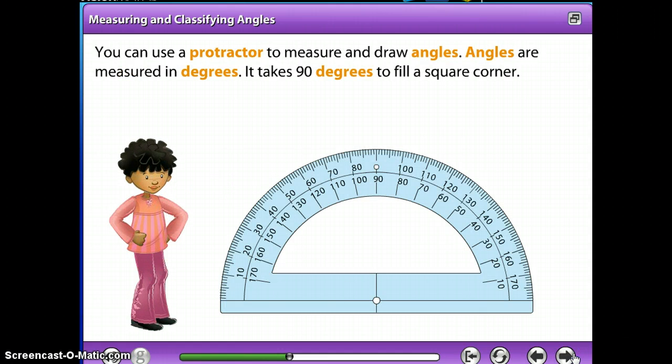You can use a protractor to measure and draw angles. Angles are measured in degrees. It takes 90 degrees to fill a square corner. Notice where 90 degrees is. It's straight up from the center.